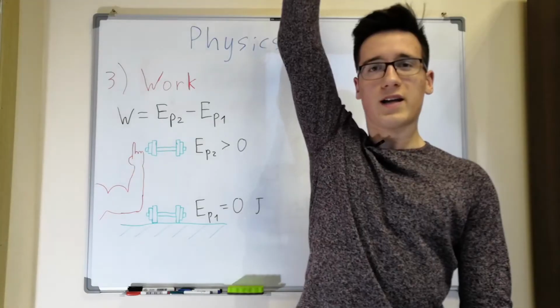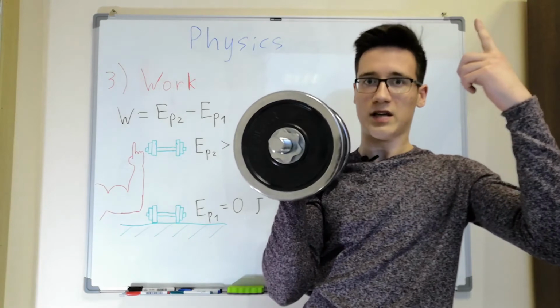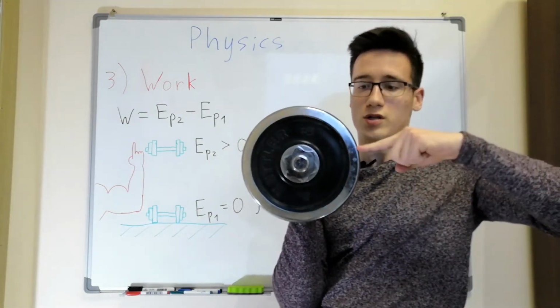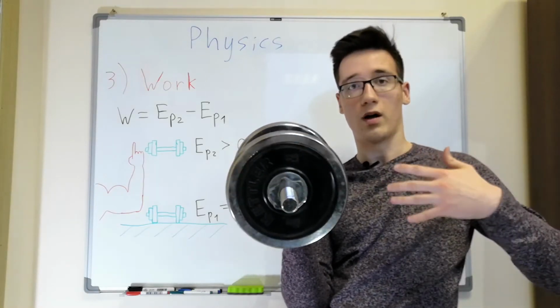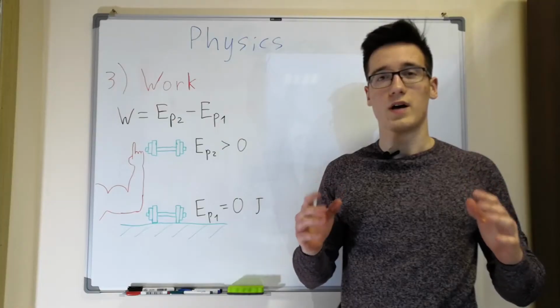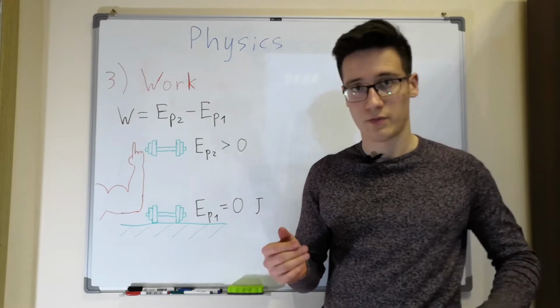By the way, when I let the dumbbell drop, I let the gravity do work on this dumbbell, because the gravity also changes its potential energy, but it lowers its potential energy, while I was actually increasing its potential energy. That's why the work done on an object can be negative or positive.